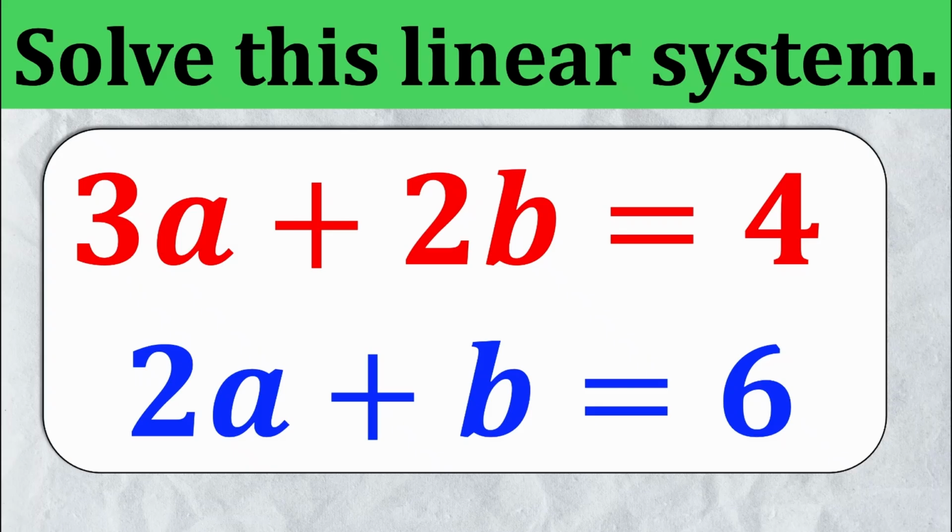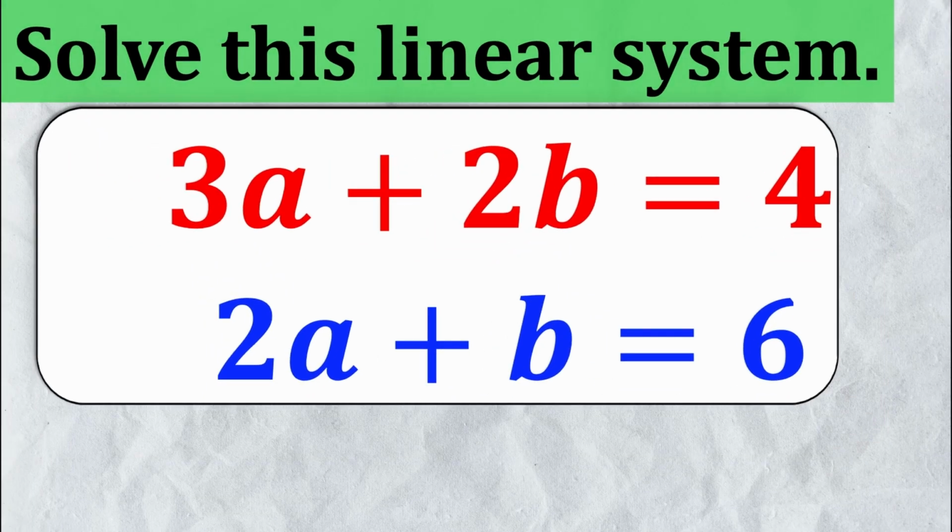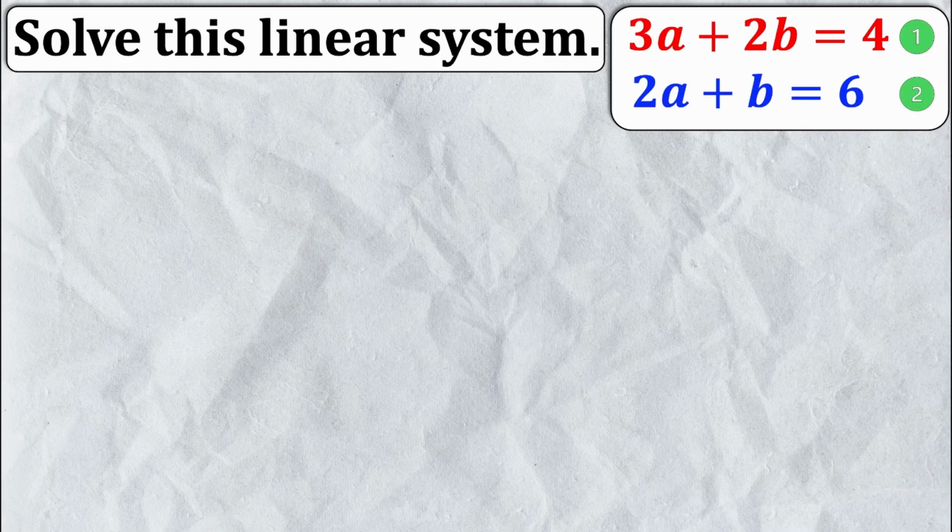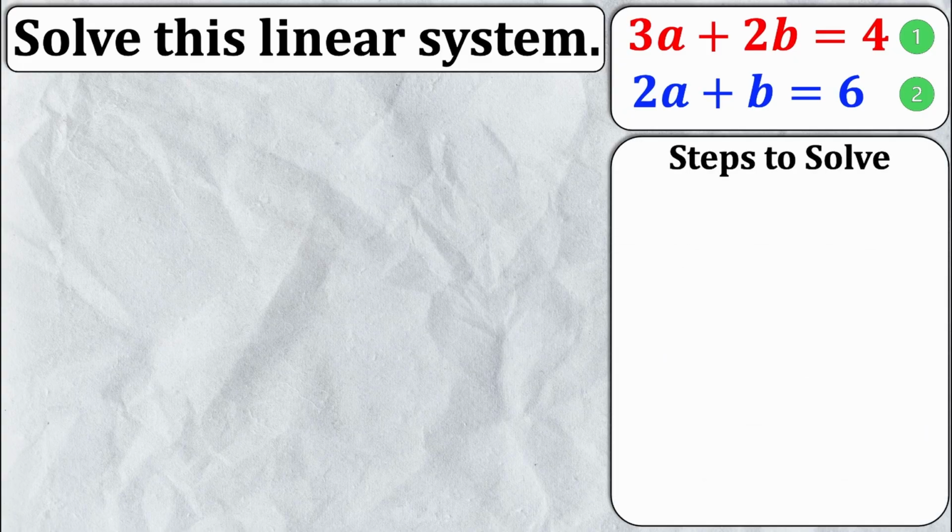In this video, we're going to solve this linear system. Remember that solving a linear system just requires you to find the a and b value that will make both equations true. So here you can see that I've numbered my equations, equation 1 and equation 2. Equation 1 is 3a plus 2b equals 4. Equation 2 is 2a plus b equals 6. And I'm going to solve this step by step so that you can follow along.